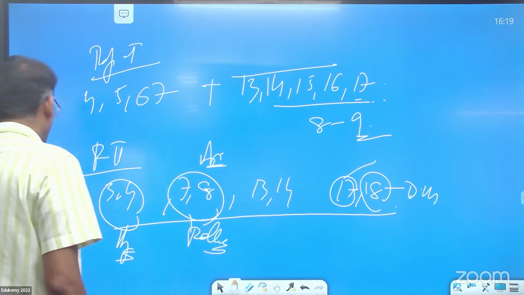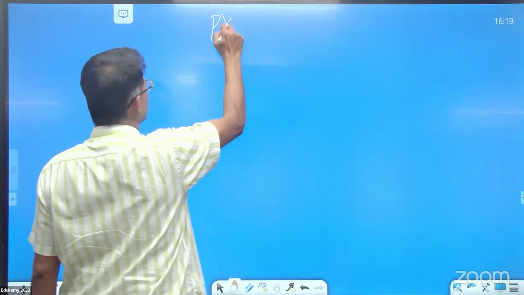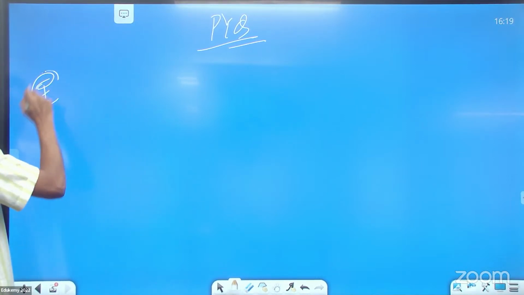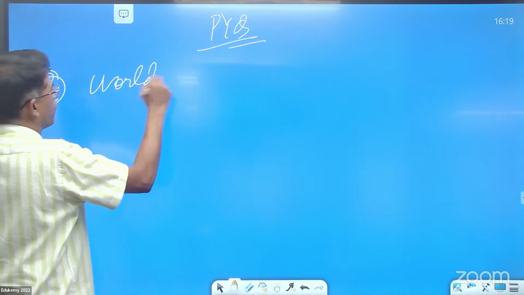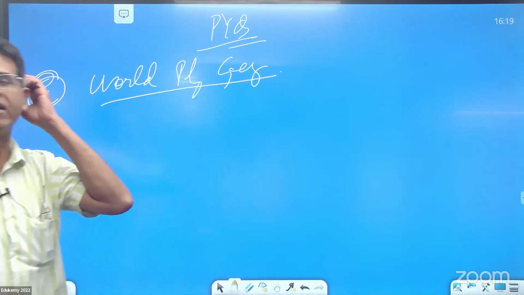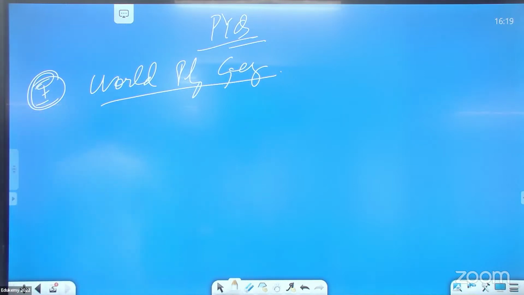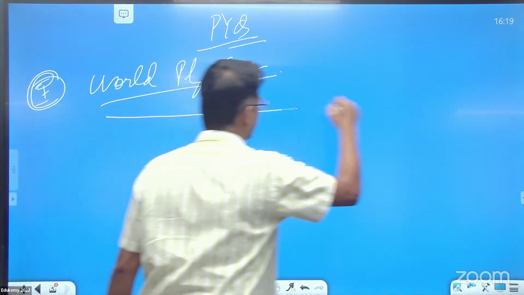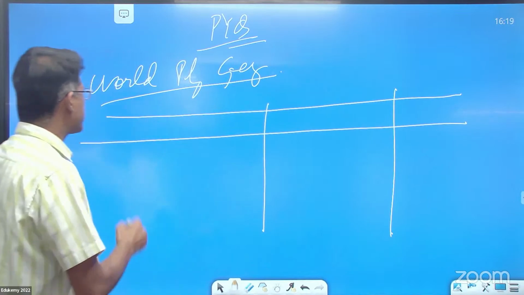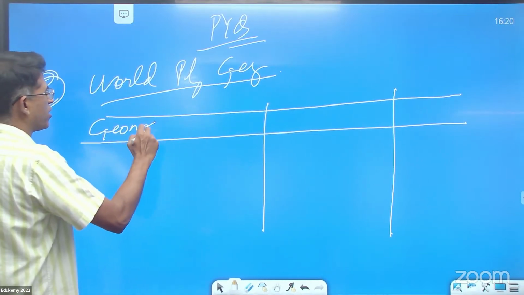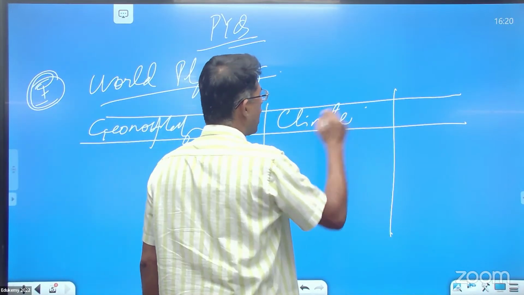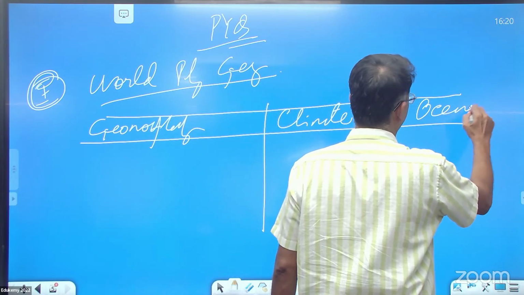Okay. Now, under PYQs, let me discuss two components first. One is what are the questions asked under world physical geography. World physical geography में क्या-क्या पूछ दिया है already. So you exactly know what I must teach eventually. Okay. In world physical geography, if I divide into 2 parts or 3 parts rather, we have topics related to geomorphology, we have topics related to climate, and we have topics related to oceans, oceanography.